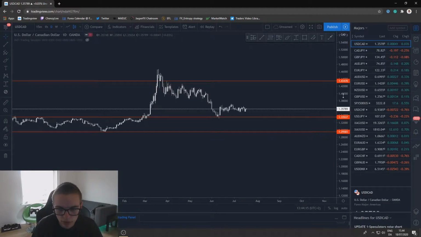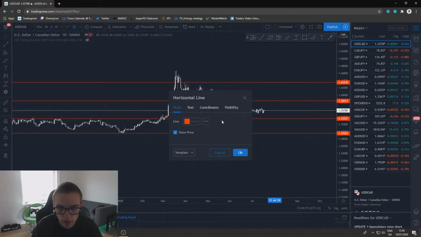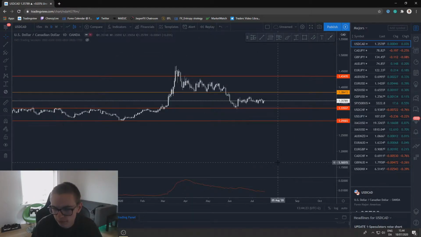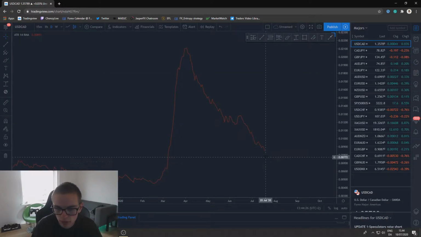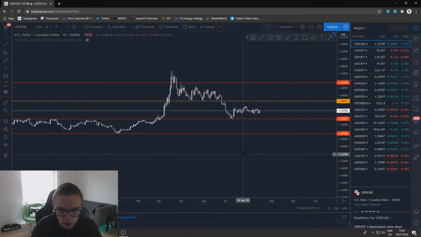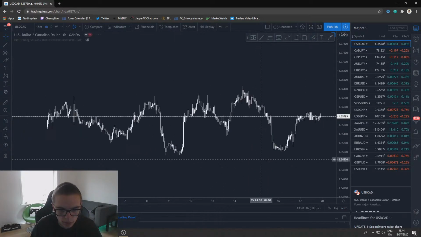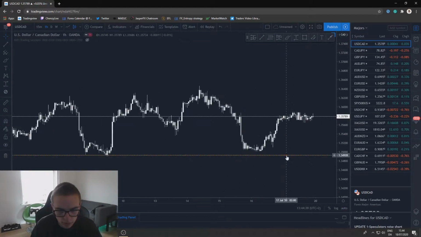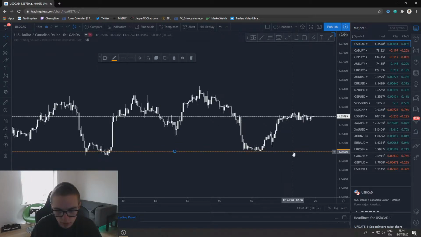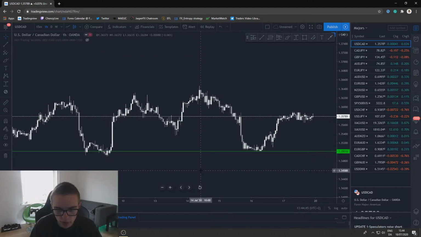And then I draw obvious levels on the daily, which is here. And my daily levels I draw in orange. Whoops. And then I go to the hourly, and I draw the hourly levels, like so.